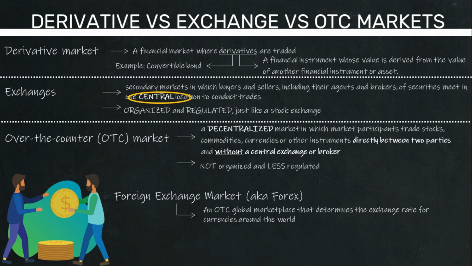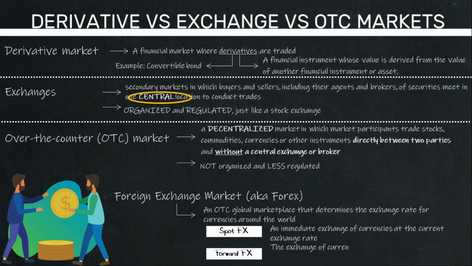Imagine if you would like to travel to Japan. You therefore need to convert your Philippine peso to Japanese yen, so you can go to either the bank or the money changer. This is already participating in the forex market. This transaction is called a spot FX transaction because there was an immediate exchange of currencies at the current exchange rate. A more leveled up transaction is called a forward forex transaction, as it involves the exchange of currencies at a specified date in the future and at a specified exchange rate.